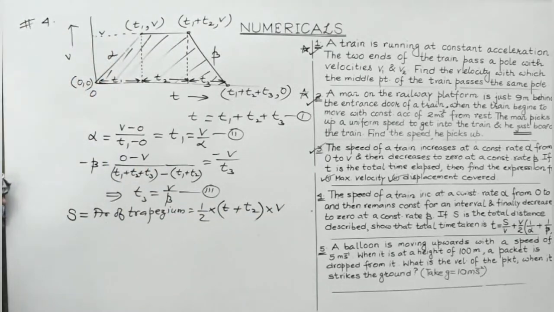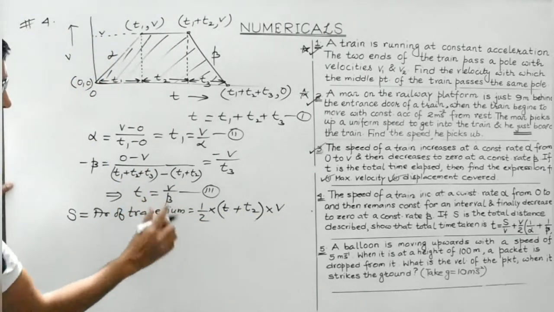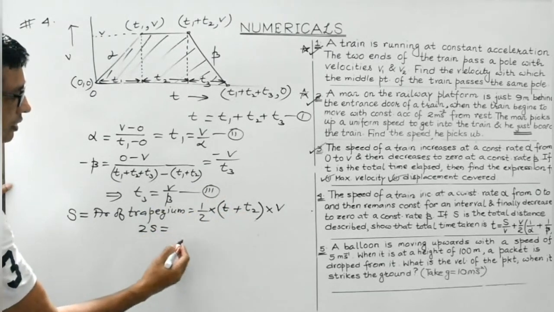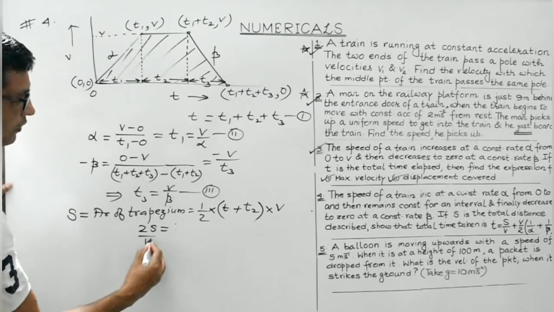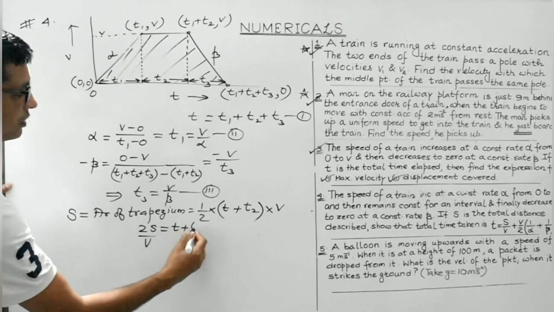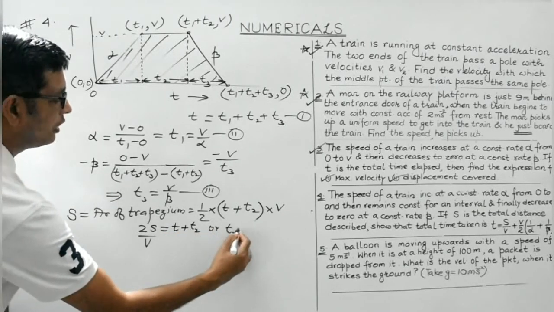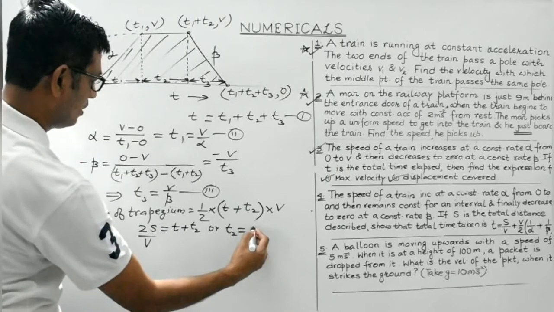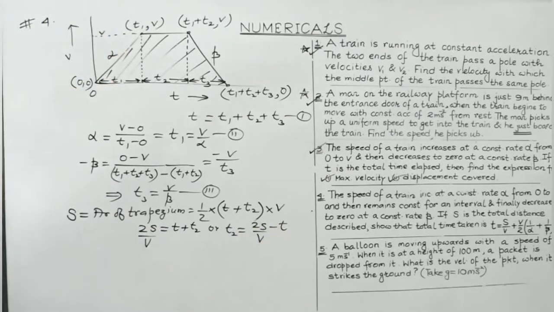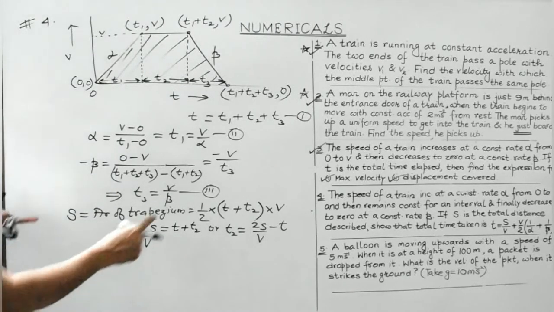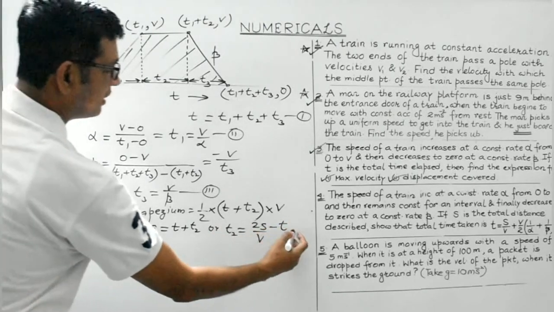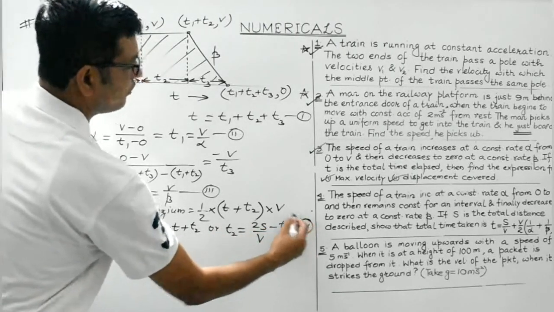So what to do is take out the value of t2 from here. So 2s is equal to v times (t plus t2), so 2s by v, v can be taken over here by cross multiplication, so it will be t plus t2. Or t2 is equal to 2s by v minus t. Is it okay, students? So 2s by v is equal to t plus t2, or t2 would be equal to 2s by v minus t. Put this as equation 4.